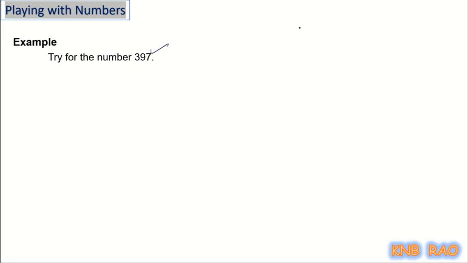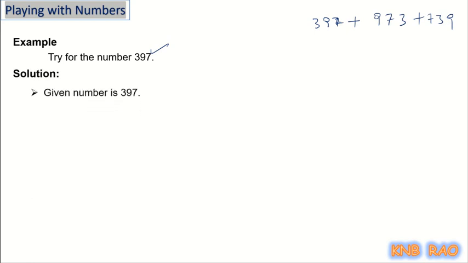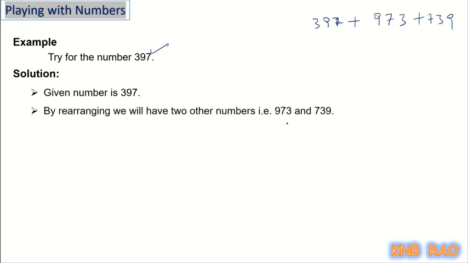We are given 397. So 397 means I can form two other 3 digit numbers. One is 973, another is 739. Let us look at the solution. The given number is 397 and we can form the rearranged numbers 973 and 739. I am just shifting 3 to this side, which gives 973, and shifting 9 to this side gives 739. That is it, it gives the next number.